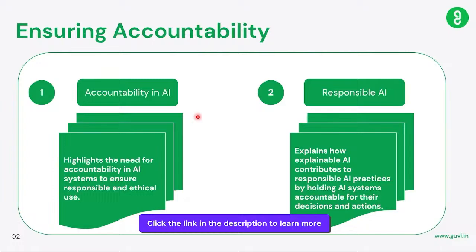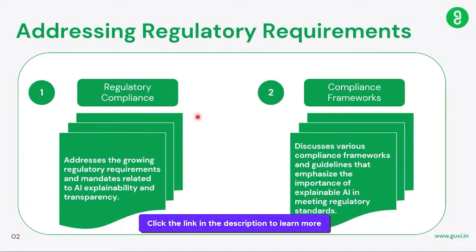Explainable AI plays a vital role in facilitating accountability by enabling users to understand and evaluate AI decisions, thereby promoting responsible and ethical AI practices across different domains.